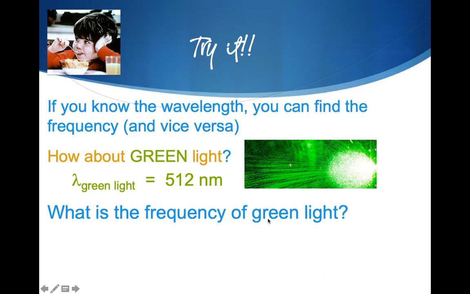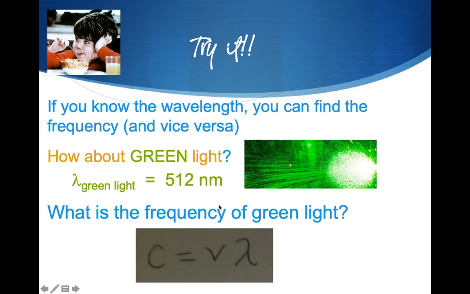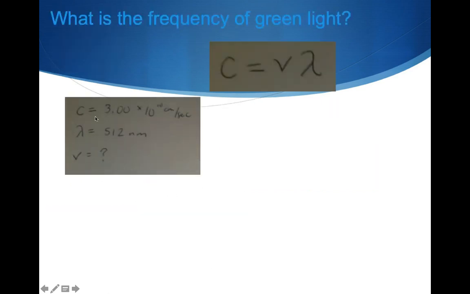What is the frequency then of green light? Well, our equation is c equals v lambda. c is the speed of light, v is frequency, lambda is wavelength. That's what we were given. Then we can do some algebra and solve for frequency. We know that the speed of light is 3.00 times 10 to the 10 centimeters per second. Lambda was given in the problem: wavelength is 512 nanometers. We're trying to find frequency. With a little algebra, we can say that v equals c over lambda.